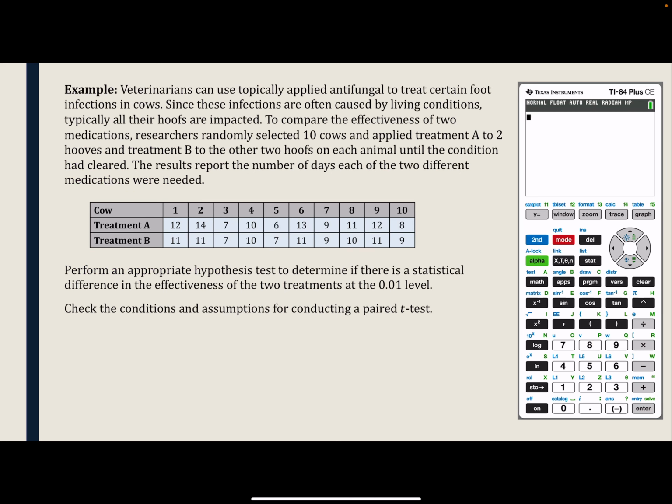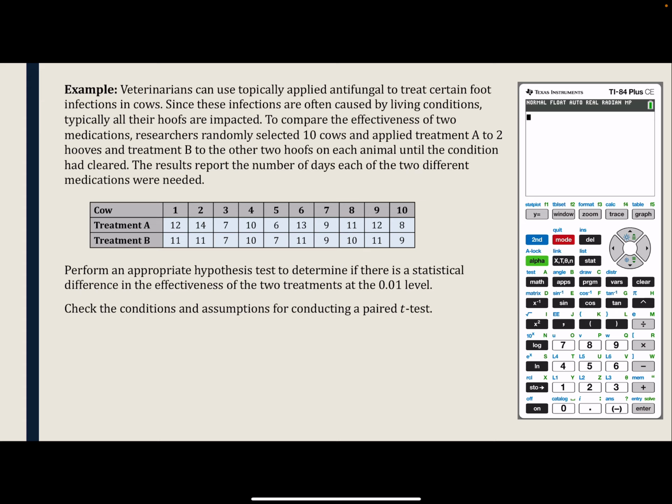So we have veterinarians can use topically applied antifungal to treat certain foot infections in cows. Since these infections are often caused by living conditions, typically all of their hooves are impacted. To compare the effectiveness of two medications, researchers randomly selected 10 cows and applied treatment A to 2 hooves and treatment B to the other 2 hooves on each animal until the condition had cleared. The results report the number of days each of the 2 different medications were needed. Perform an appropriate hypothesis test to determine if there's a statistical difference in the effectiveness of the 2 treatments at the 0.01 level. So the first thing we're going to look at is the conditions and assumptions.